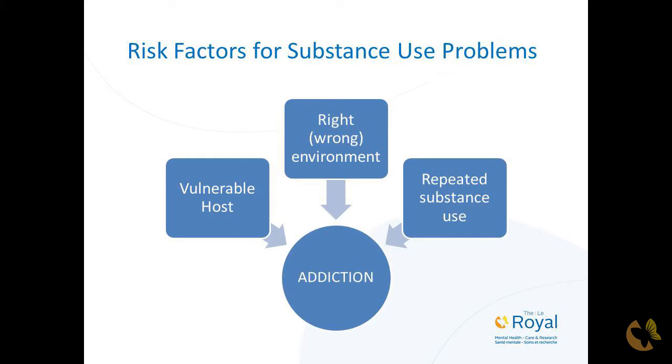How does one develop a substance use disorder? I think it's really important to highlight here that anyone can develop a substance use disorder, but some people are a bit more vulnerable, but we kind of all are. All our brains are vulnerable to developing a substance use disorder if you keep on repeating the use of a substance. So one would be having a vulnerable host, right? So that's the person maybe having a family history of substance use problems, or maybe having psychiatric problems that make them more vulnerable to developing a substance use disorder.